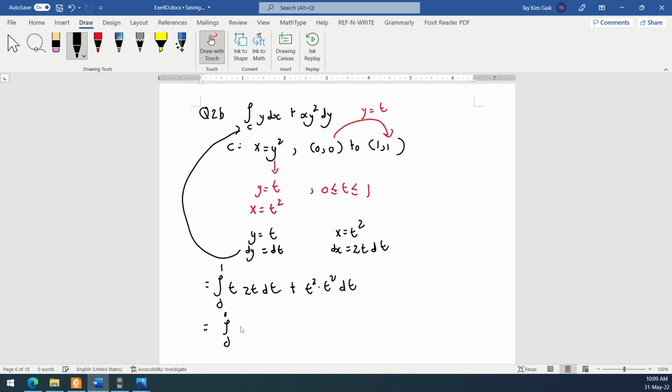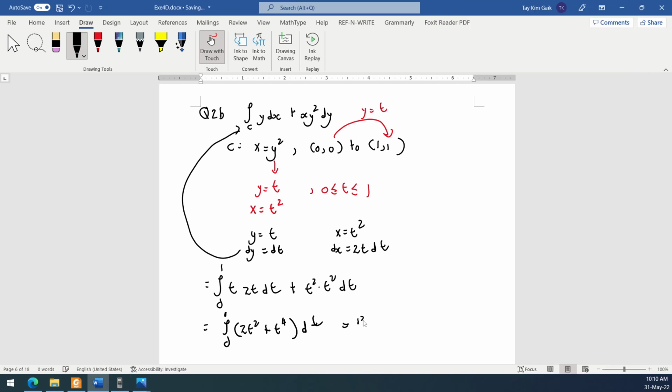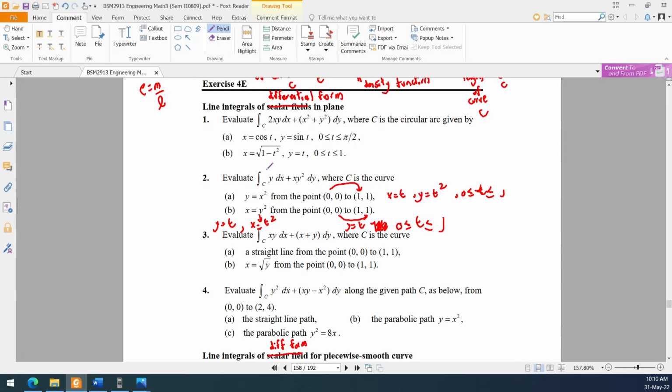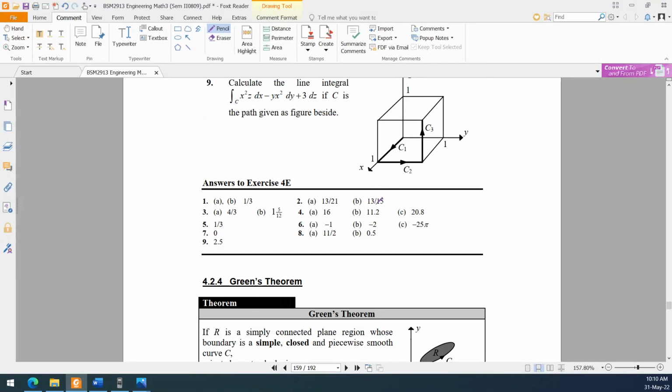So you got a total of 2t squared dt, with dt factored outside, plus t to the power 4 dt. Then quickly use your scientific calculator to integrate it. Open the bracket, 2 alpha x squared plus alpha x to the power 4, x from 0 to 1. You have the answer 13 over 15. So question 2b, you get the answer 13 over 15.